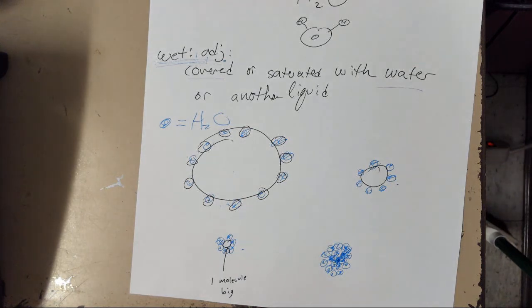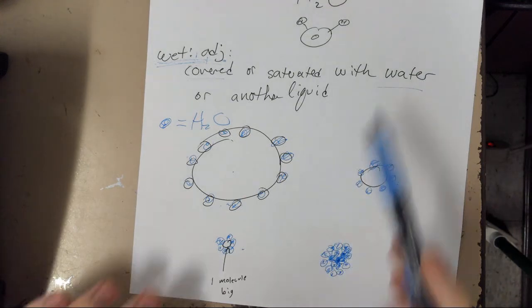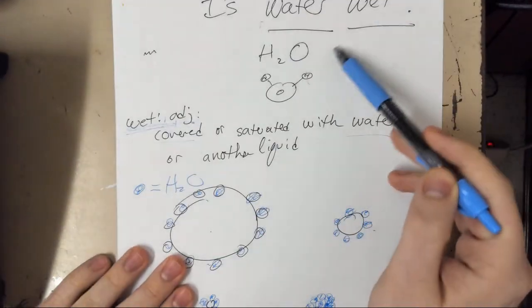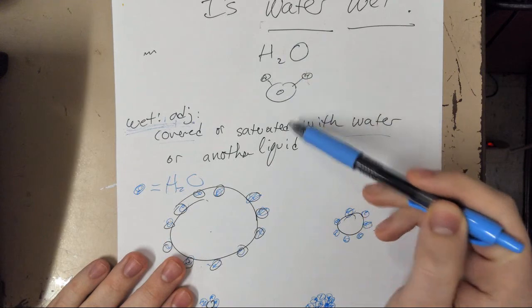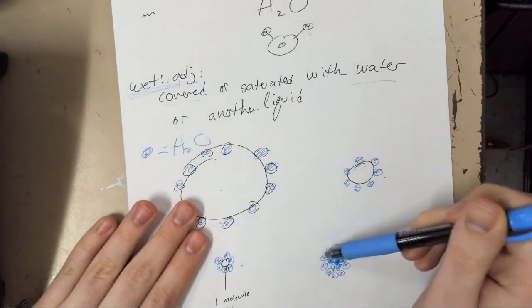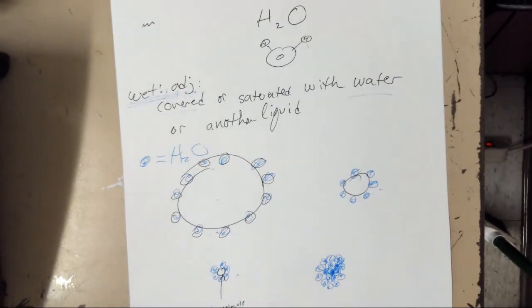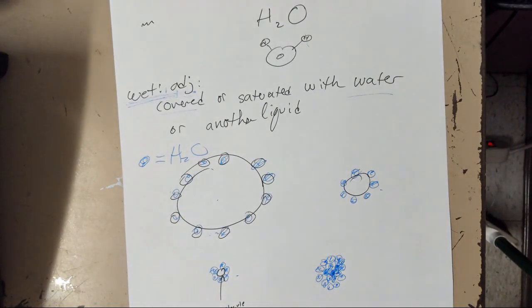It is covered in some way. So, therefore, water, which is H2O, is wet because each molecule of H2O is surrounded by other molecules of H2O as well. Water is wet. Don't take any more than my class time in order to answer this, okay?